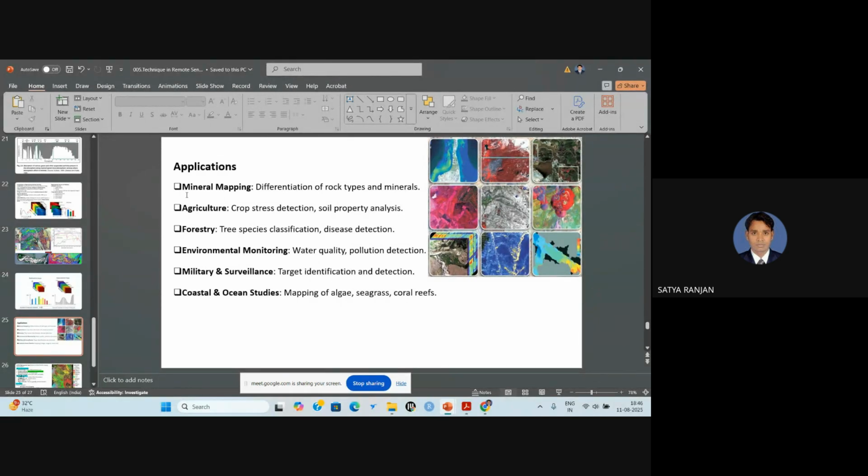Then it is generally used in mining mapping, which is already covered. Then forestry and military surveillance also, and coastal ocean studies for algae, seagrass, coral reefs. So algae, coral reefs, seagrass, basically these are all related to vegetation.